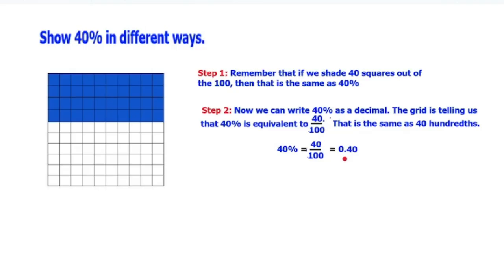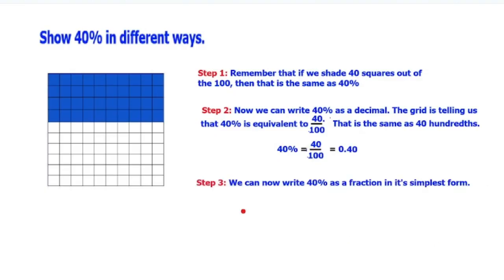And if you remember in some of my other videos, if you have a number over 100, there's an imaginary decimal at the end of this number, and you just move the decimal over to the left twice because there's two zeros. So you go this way, 1, 2, and then you put your decimal here. So 40 over 100 is the same as 0.4.